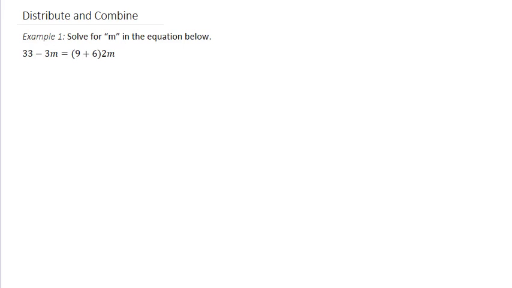Distribute and combine. Example 1. Solve for m in the equation below. But before we do that, let's go over a few things.